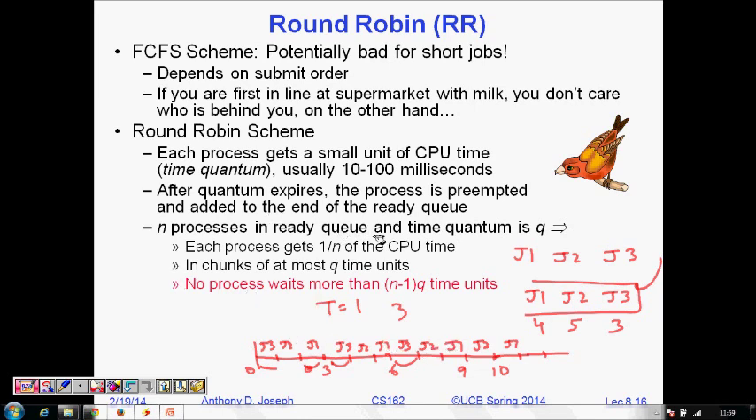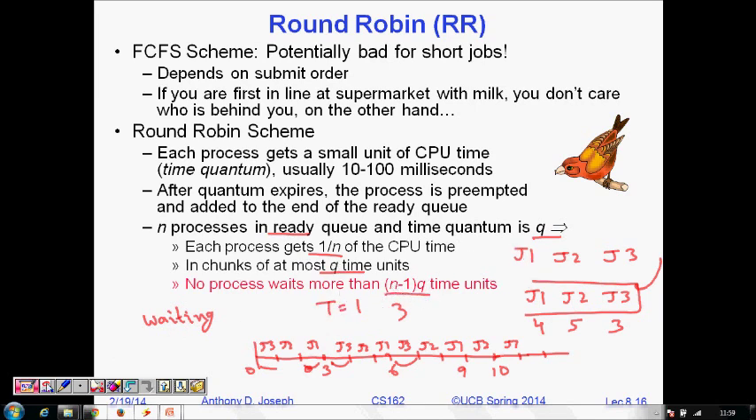With time slices in round robin, the CPU will give its 1 second time slice to each of the jobs in a cyclic manner. With n processes in the ready queue, and the time slice being q seconds, each process gets 1/nth of the CPU time. It's very fair. Each of them is getting equal slices of time, and no one is blocking or starving anyone. So in chunks of q units they get the CPU. The maximum waiting time when you enter a queue is bounded. It is exactly fixed at n minus 1 times q.